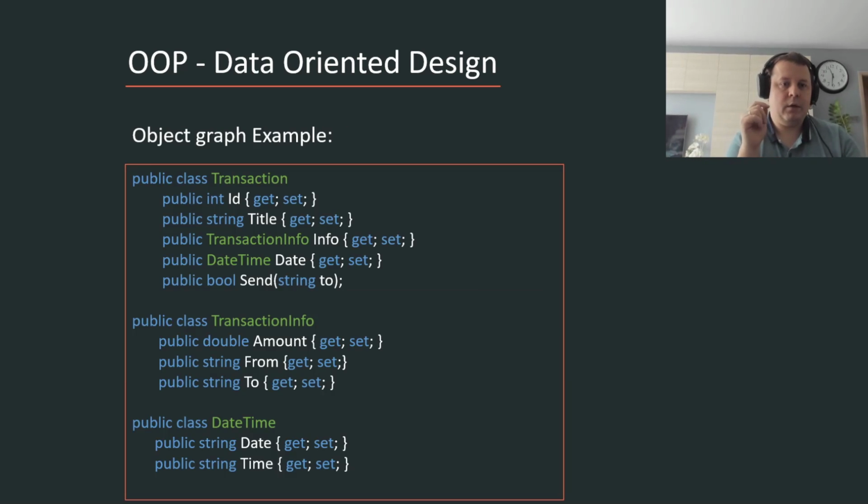Okay, so moving on to a more practical example, we have an object-oriented graph here. So we have a transaction. It has an ID, title. It has some transaction info. Maybe it has some date time. It has some functionality in the form of the send method here, and possibly these could have other functionalities as well. That's not a problem, right? So this is one of the ways that you can structure this using the object-oriented approach, right?